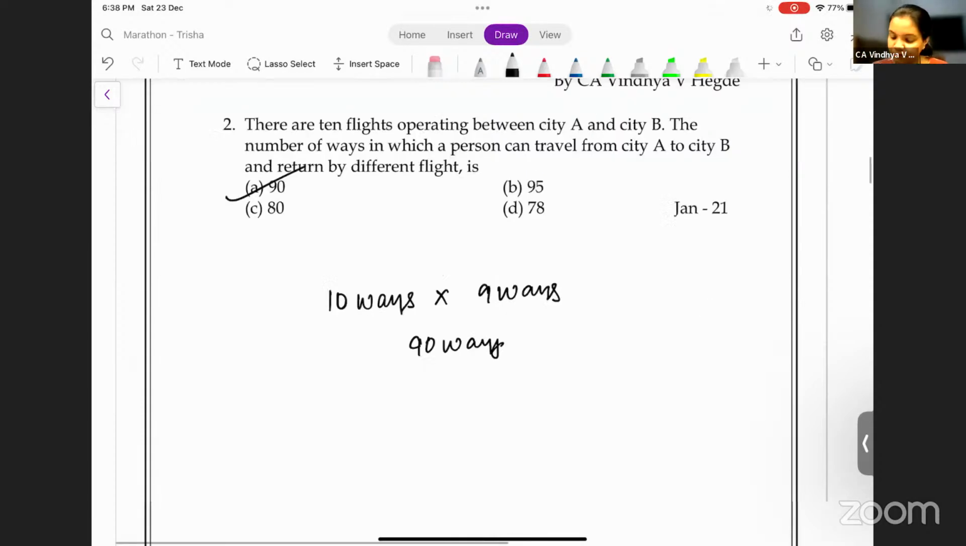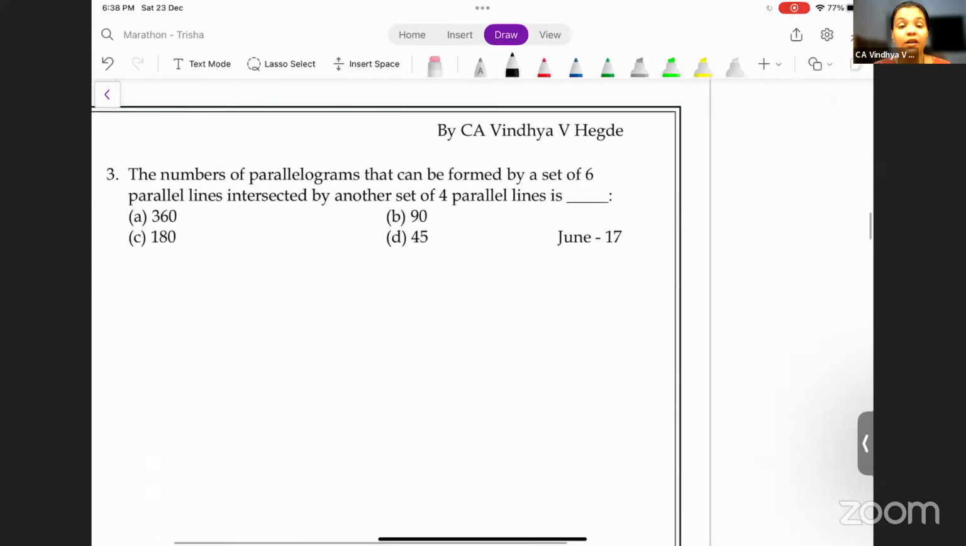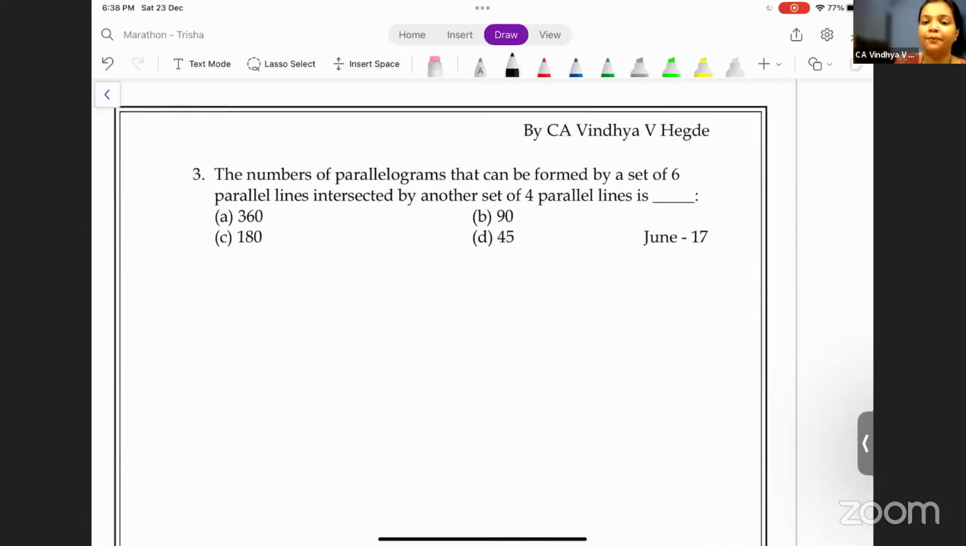Yes. Next one. The number of parallelograms that can be formed by a set of 6 parallel lines intersecting another set of 4 parallel lines. Okay. To form a parallelogram, you need 2 vertical parallel lines and 2 horizontal parallel lines. Only then you will get a parallelogram.